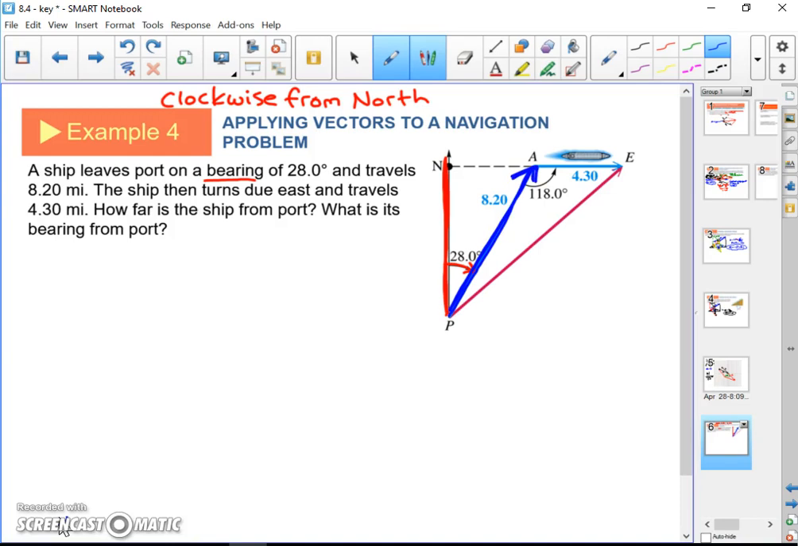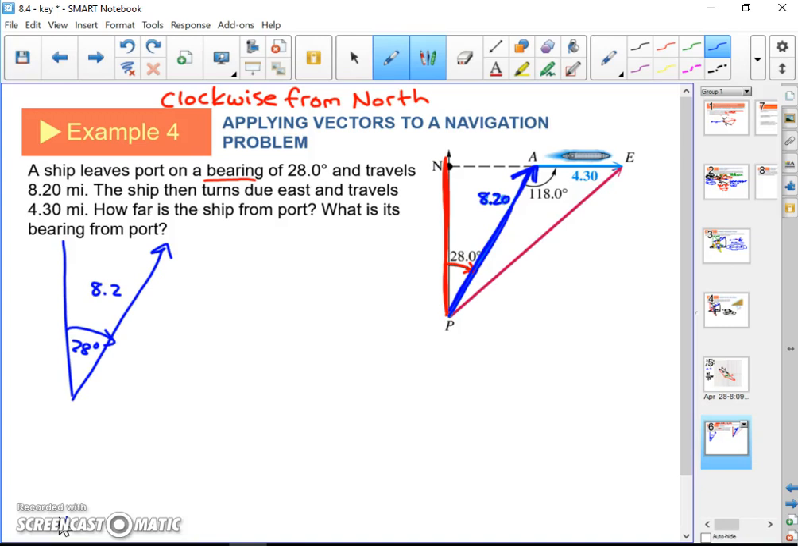We've got a north-south line. We drew that 28 degrees from north, and it's traveled 8.2 miles. So 8.2 miles right there. What I've drawn in over top of it is really all we would see. If you were drawing it, it would look something like this at this point. That's all you would have at this point.